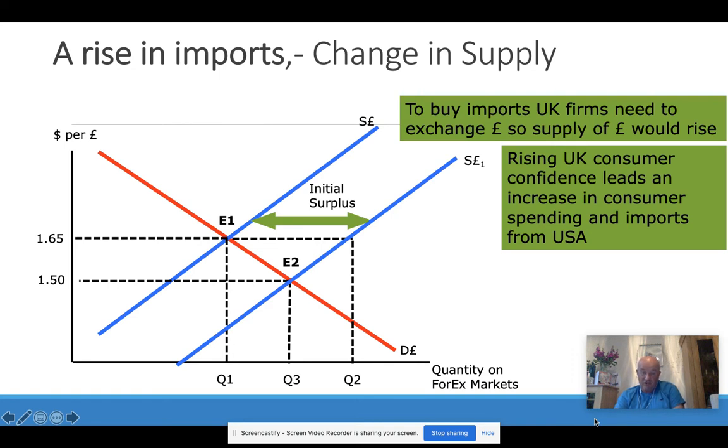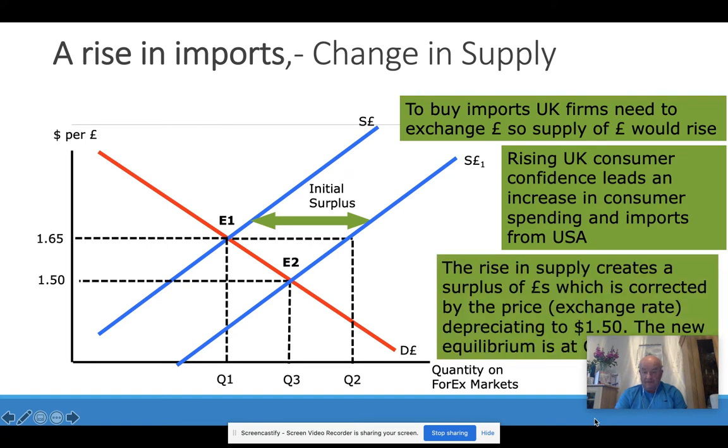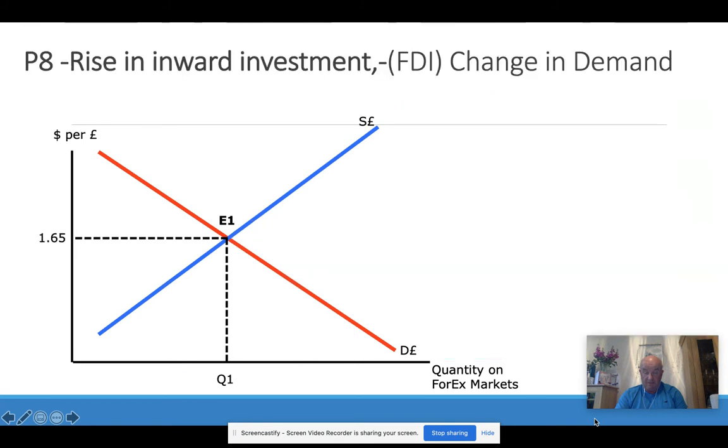Obviously, anything where you've got a surplus is essentially going to affect your price, isn't it? So we've got more supply, and in most cases that is going to cause the value of the good or service, in this case our currency, to fall. So the rise in supply creates a surplus, and that's corrected by the exchange rate. The price mechanism effectively depreciates the value of the pound down to $1.50. So that's the new equilibrium point E2, effectively causing a change in the level of supply.